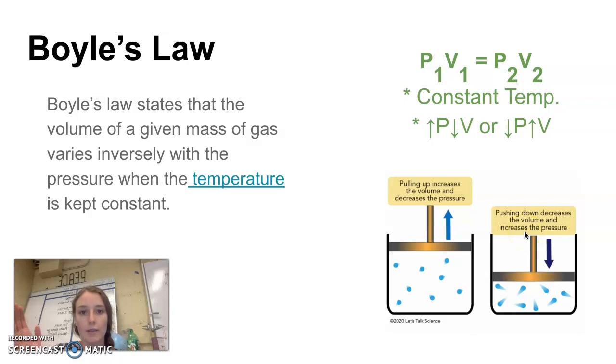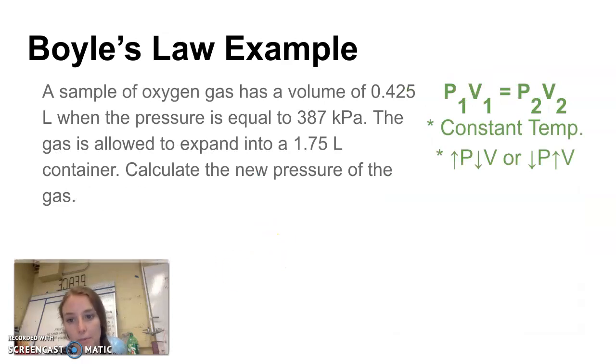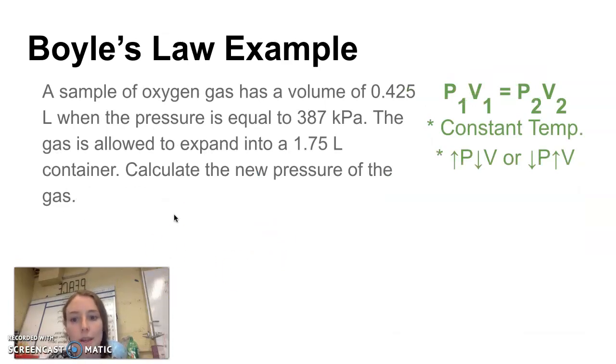If you've ever decreased the volume in something, squished it together, you might have noticed that the pressure was greater in the midst. And so we can do a math problem with this. So a sample of oxygen gas has a volume of 0.425 liters when the pressure is equal to 387 kPa. The gas is allowed to expand, so it's able to expand into a 1.75 liter container. Calculate the new pressure of the gas.